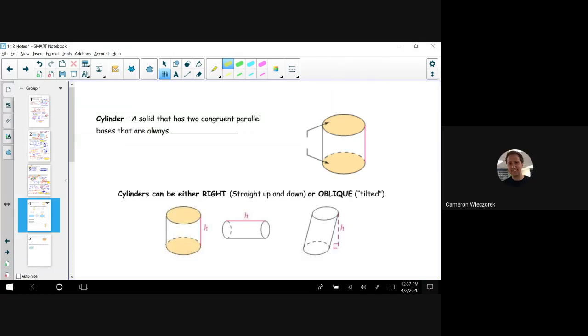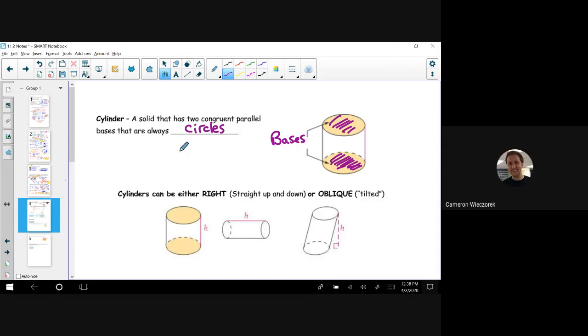Okay. So a cylinder is a solid. It still has two congruent parallel bases. So far, sounds just like a prism, except they are always circles, not polygons. So technically, a cylinder is not a prism, okay? Even though it behaves just like one. So that circle on the top and bottom looks like two little CDs. Those are my bases.